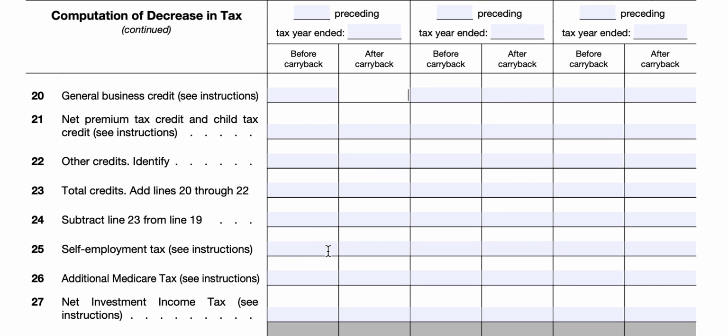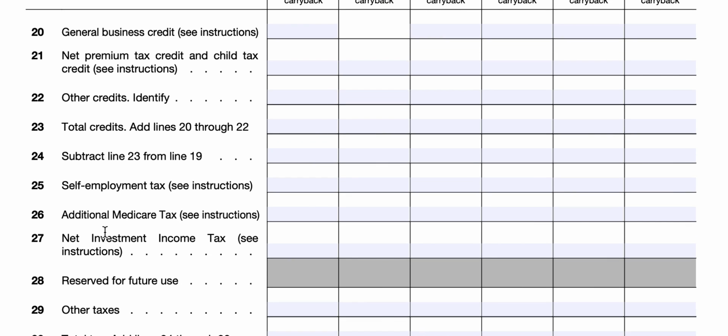And then in line 25, you'll enter any self-employment tax, which the form instructions specifically state do not need to be adjusted because of a carryback. And same with the additional Medicare tax. Do not recalculate any additional Medicare tax simply because of a carryback. For line 27, net investment income tax, you'll need to enter in the after carryback column any recalculated NIIT that you determined on a new Form 8960, net investment income tax, for the applicable year.